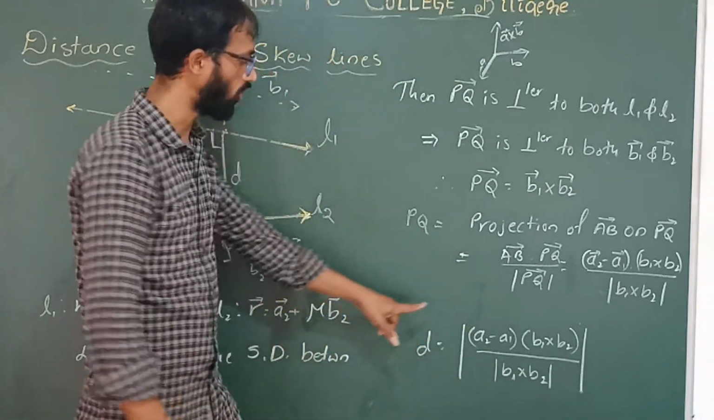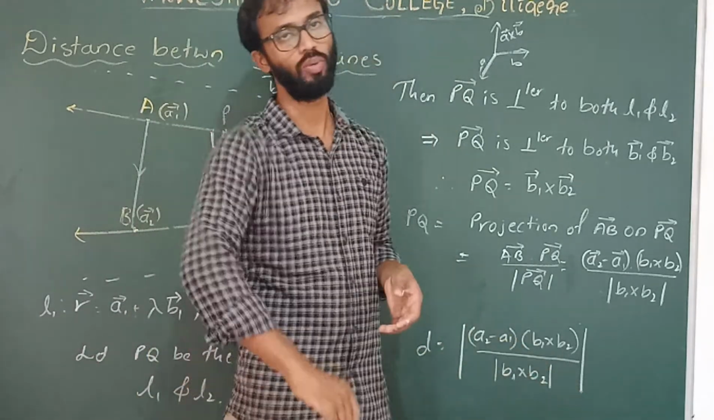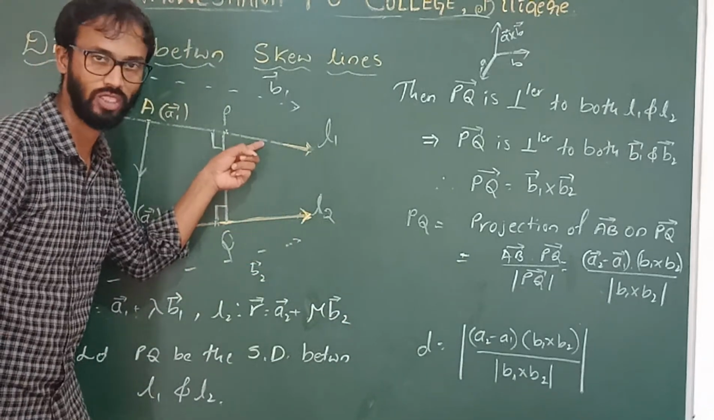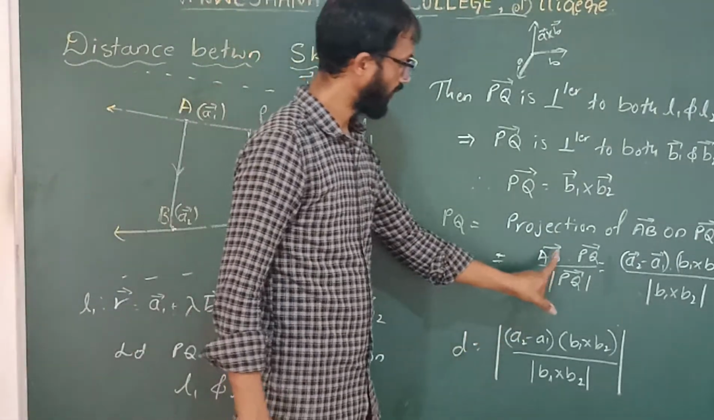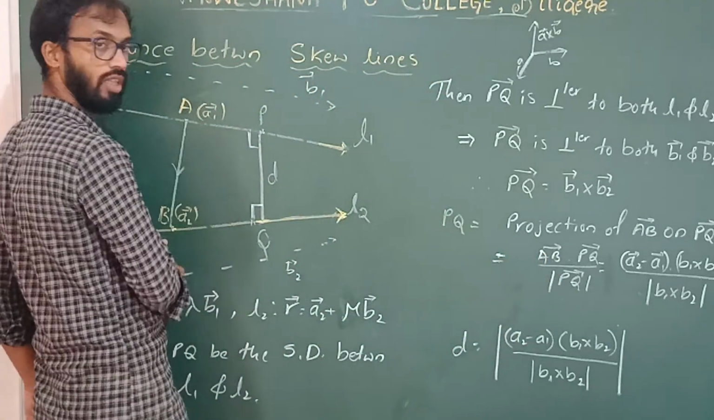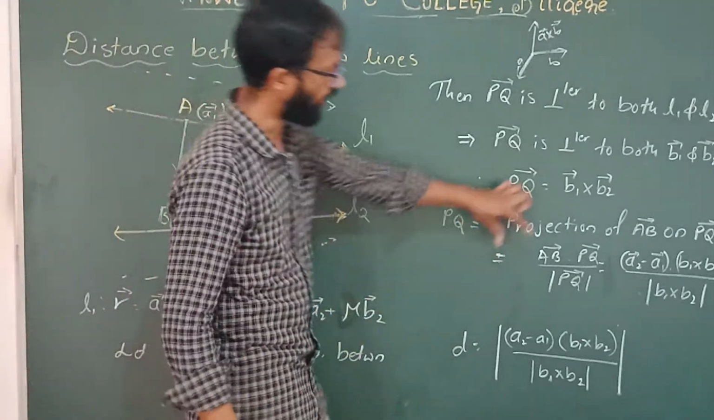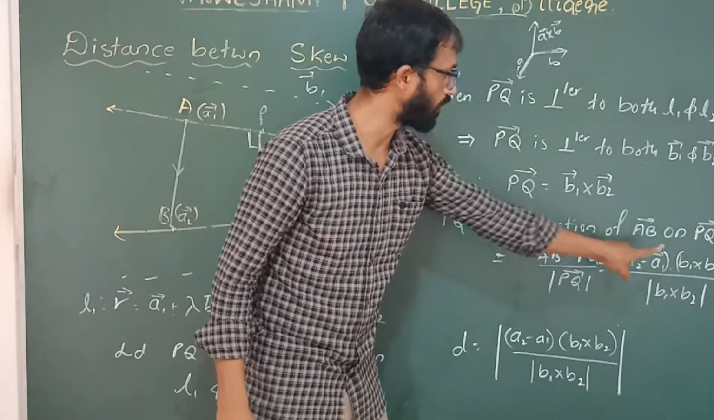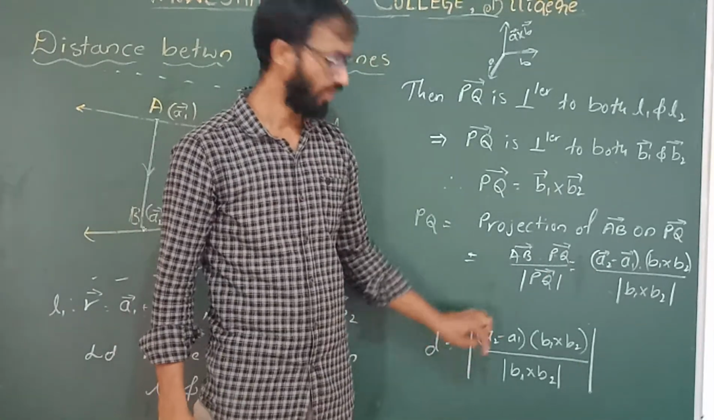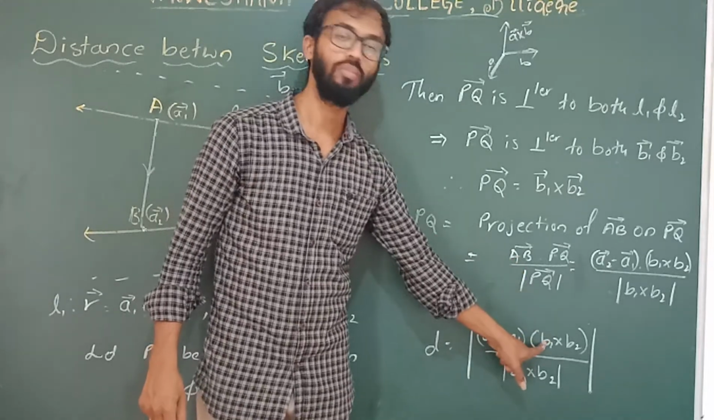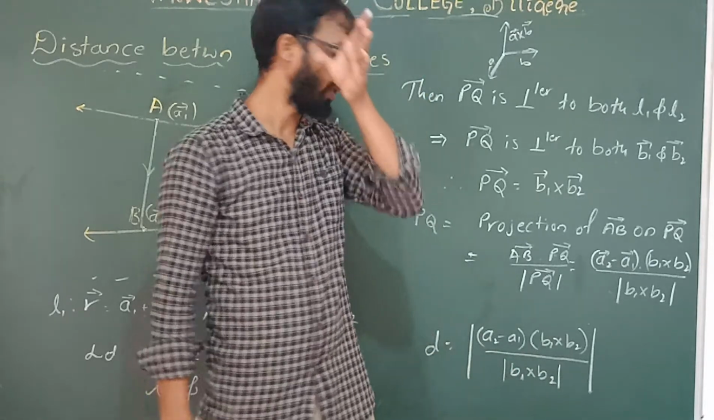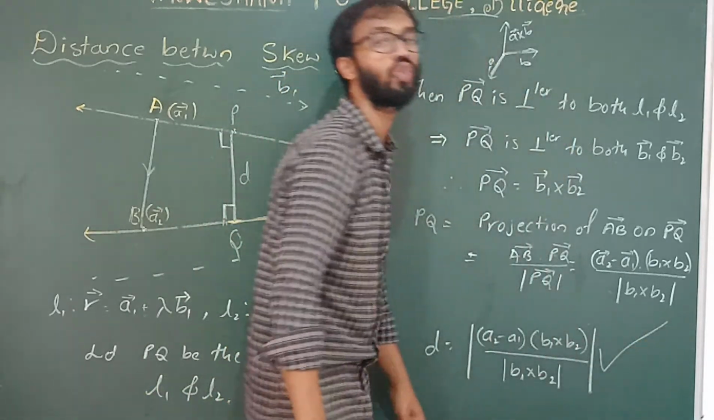So PQ is nothing but D. Please keep in mind I have taken the modulus because distance will always be positive. Therefore, the distance between two given skew lines will be equal to AB, and AB is terminal point minus initial point, so AB is A2 minus A1. Replacing AB and the magnitude of PQ, finally my distance is equal to the magnitude of A2 minus A1 dot B1 cross B2 divided by the magnitude of B1 cross B2. This is my distance between two given skew lines.